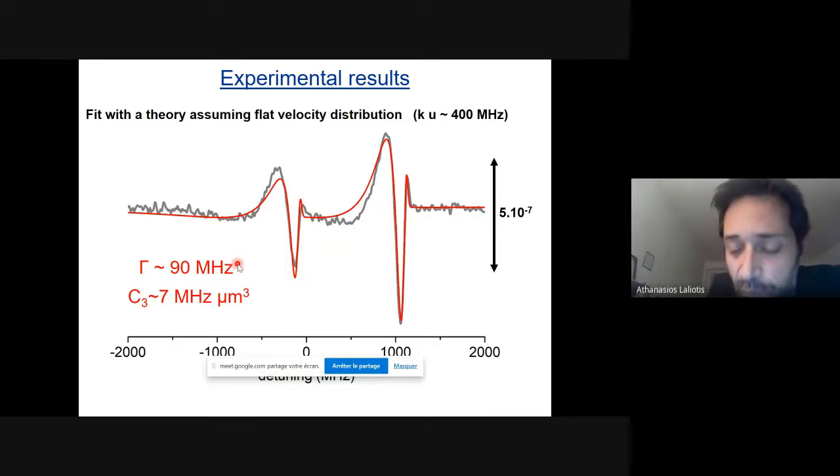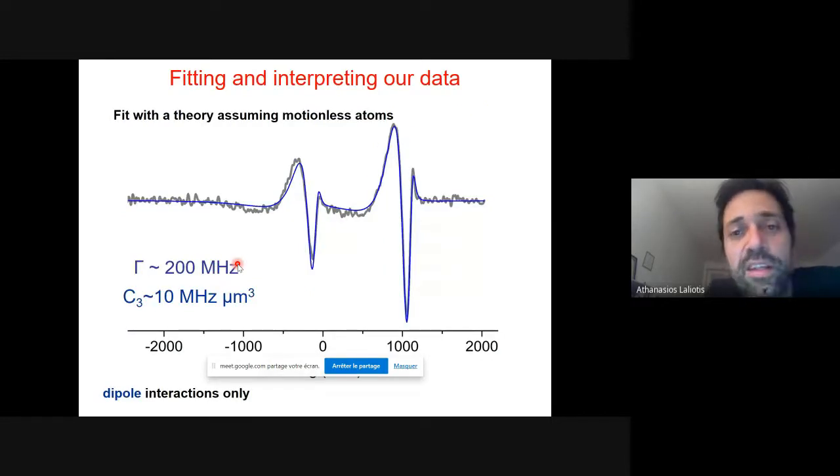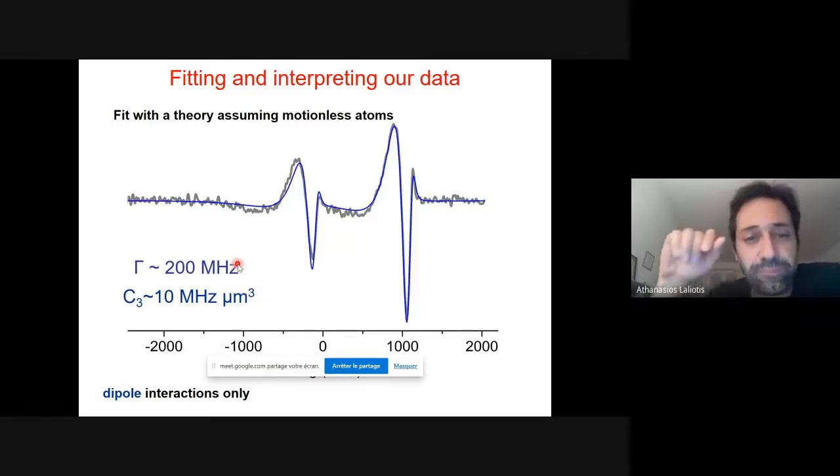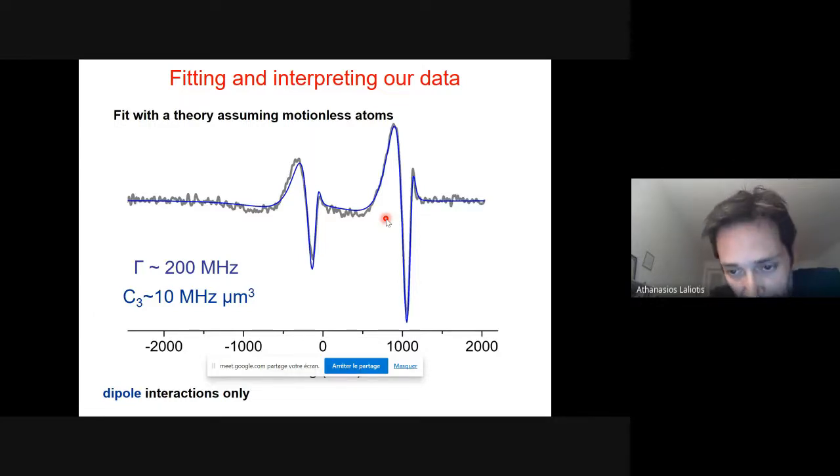But in the meantime, before doing this, we tried an even simpler model, saying, since the atom-surface interactions are so big, maybe we can simply ignore the atomic motion and assume that the atoms are motionless. And you can see that this model fits our data much better, which is an indication that the C3 interactions are very, very strong and that the effects of velocity need to be taken into consideration properly.